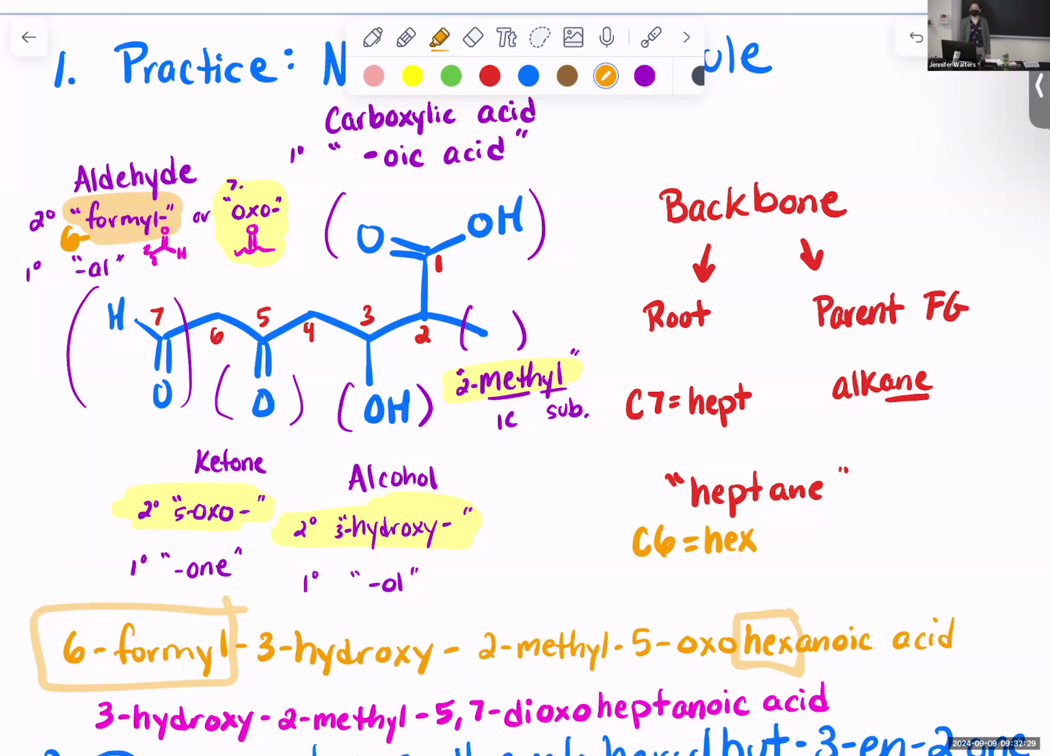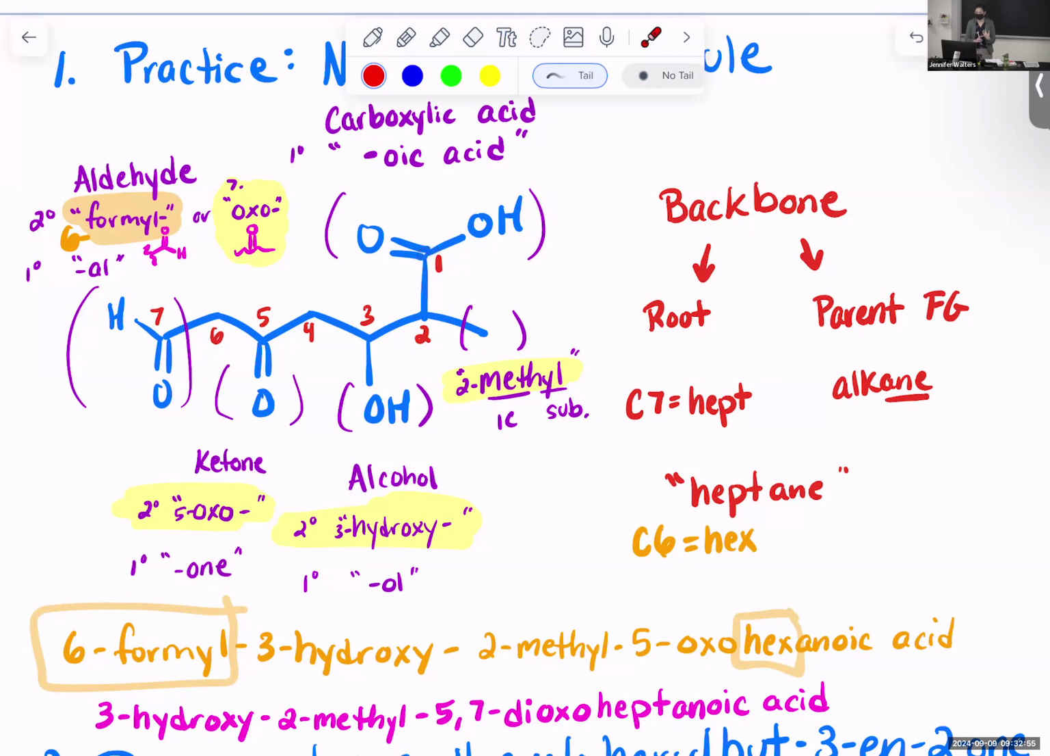Yes. That's a great question. So the carboxylic acid, you don't have to specify because it always has to be carbon 1. So because it has to be that carbon 1, you can have 1s be assumed. And actually that's true of almost always. 1s can usually be assumed. There are a couple of exceptions.